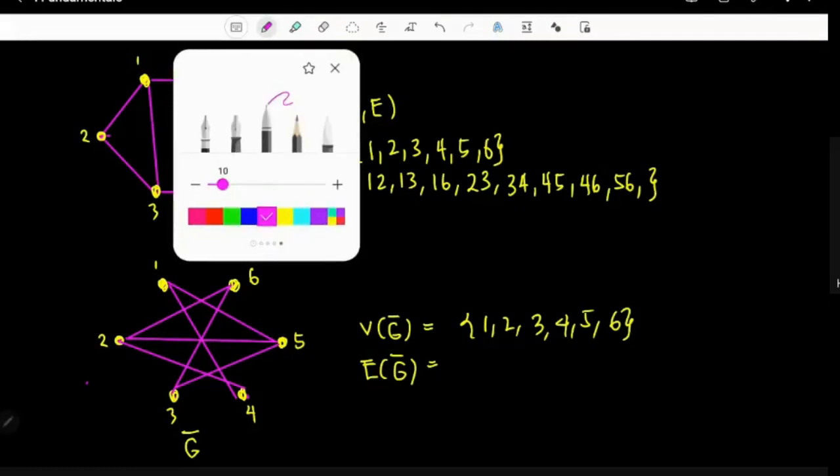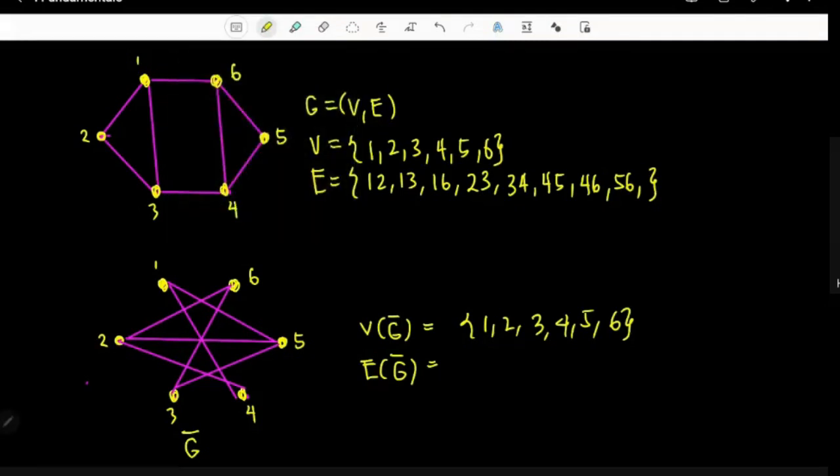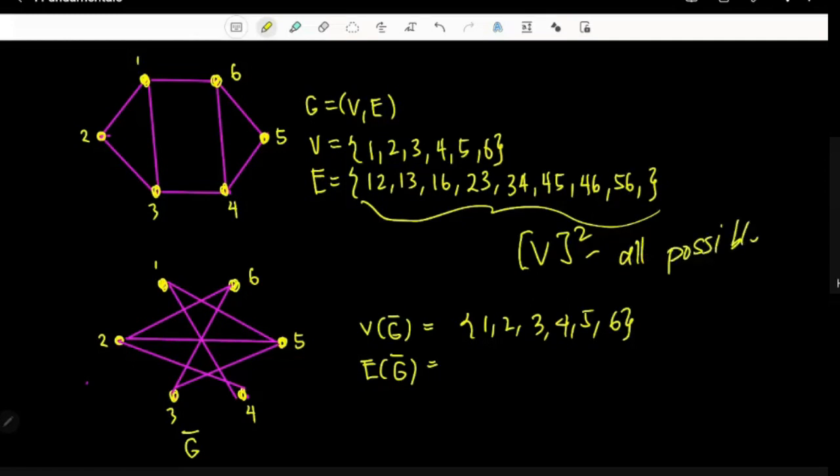So, how about as a set? So, as a set, kung hindi mo titingnan yung graph, titingnan mo lang lahat ng possible combination ng V. So, these are all the possible combinations of edges. All possible edges. Alright. Now, lahat ng nasa possible edges na wala dito, yun yung mapupunta sa complement. Lahat ng possible edge na wala sa E.